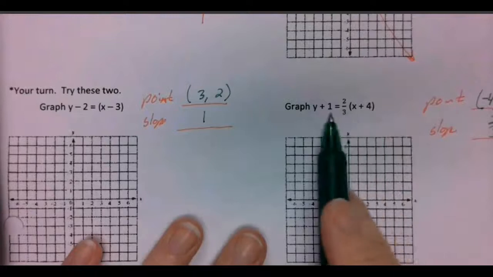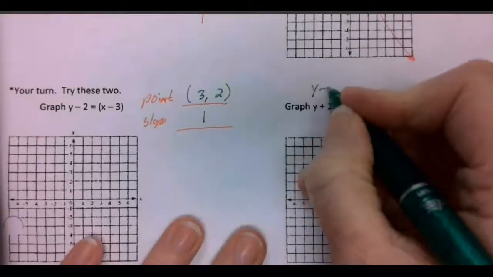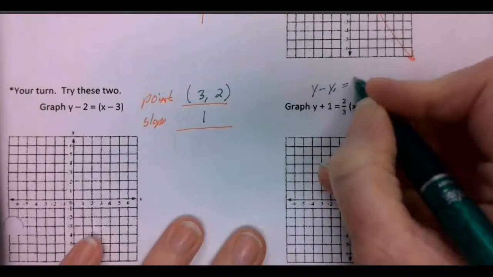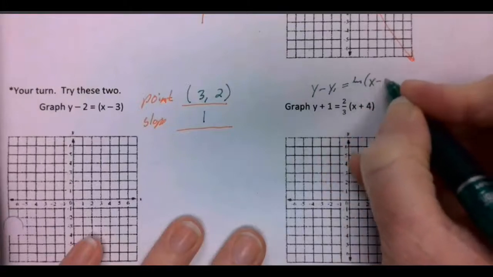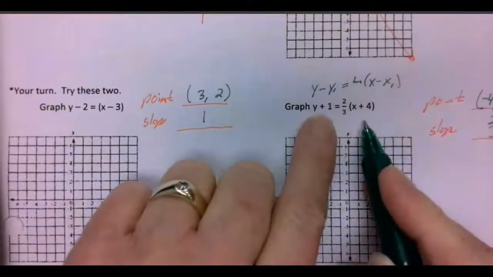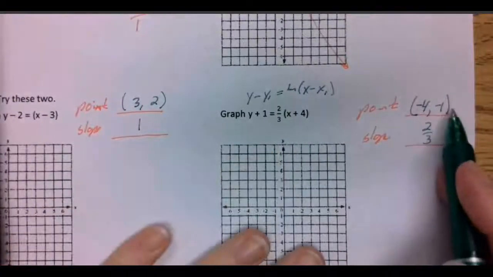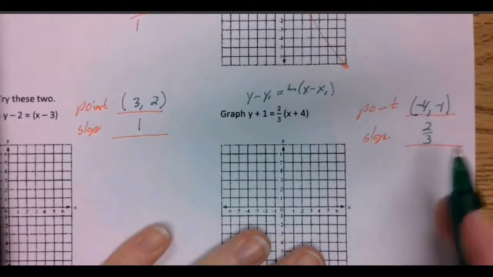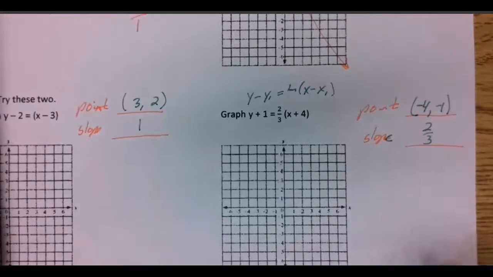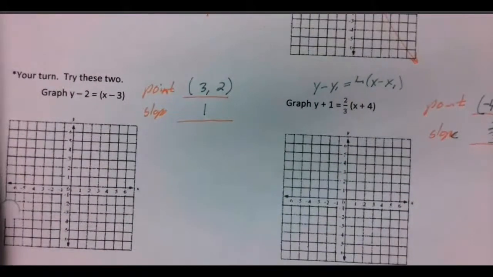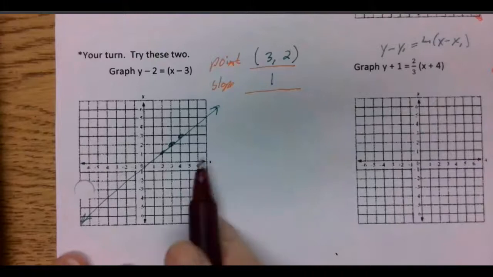Now notice these are both pluses, but remember point slope form is a minus. So that means you have to take the opposite. The form is a negative, so if I have a positive, I have to take the opposite. So both of those are an opposite. And then my slope is 2/3. Okay, graph those. Go. So your first graph should look like this.